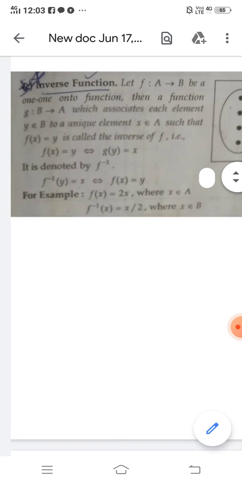Same as here: f(x) is equal to 2x, the answer is f inverse of x is equal to x by 2, where x in f(x) belongs to A and now x will belong to B. So it will be the inverse, the opposite of x.